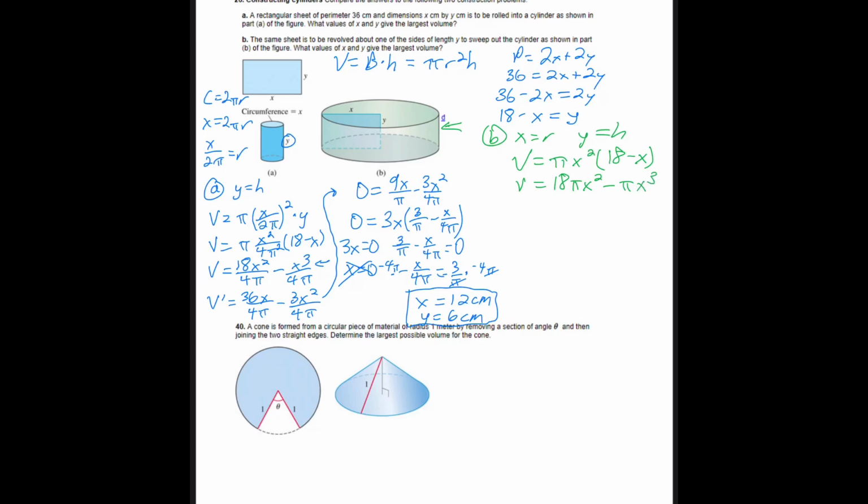So I can multiply that out. So v equals 18 pi x squared minus pi x cubed. Set it equal to 0. And first take the derivative.